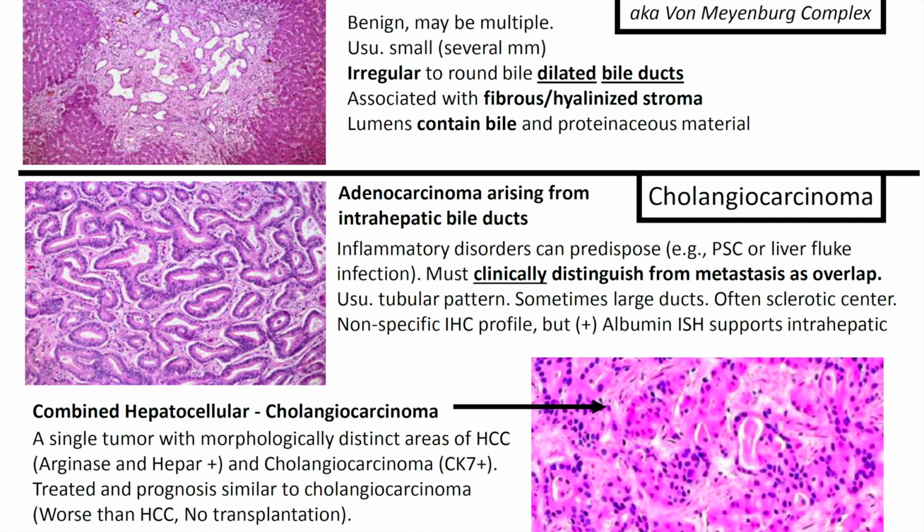So bile duct hamartoma, also known as von Meyenburg complex, is benign, and they may be multiple and they're usually small. Irregular to round dilated bile ducts associated with fibrous or hyalinized stroma. And the lumens often contain bile and proteinaceous material.